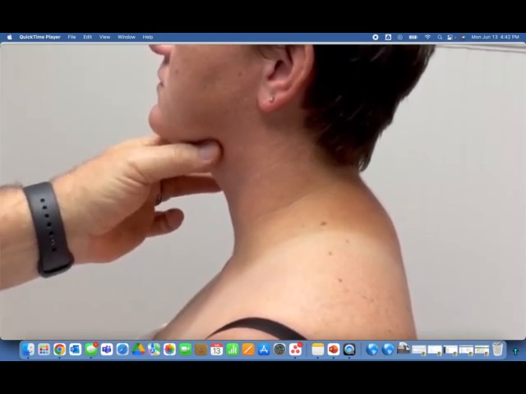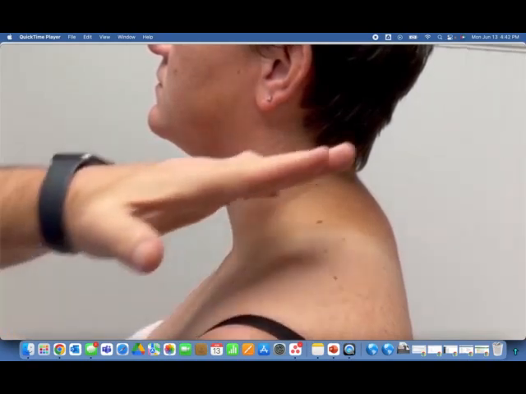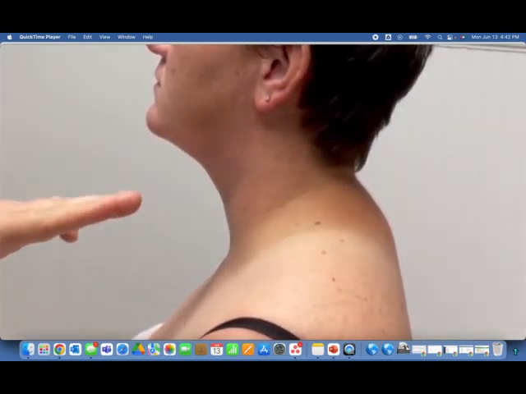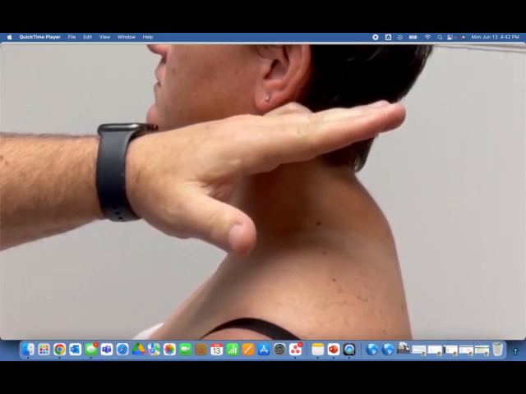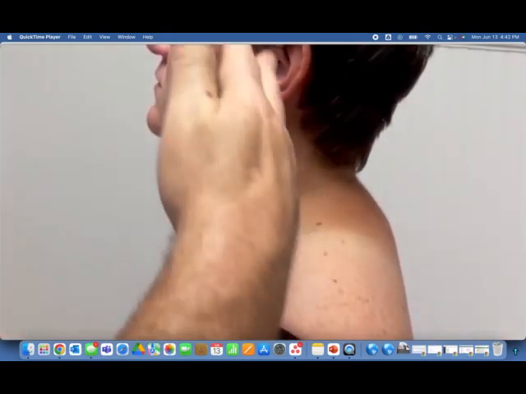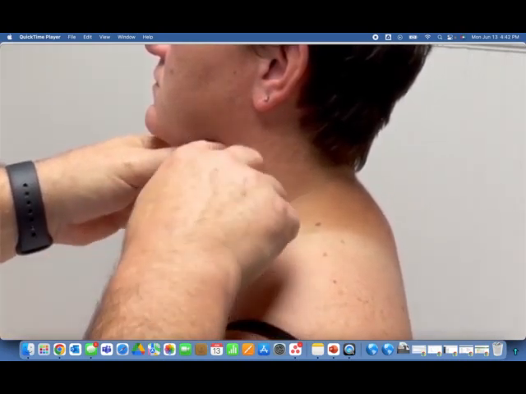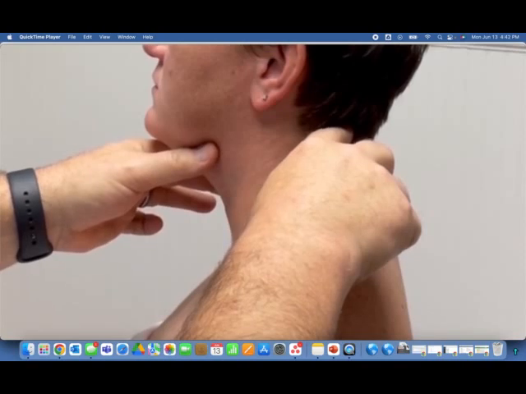So hyoid bone, if we look in a direction, this line of movement is going to be slightly anterior inferior to posterior superior because of the angle of lordosis in the cervical spine. So we identify the hyoid bone right here. That will give us C3.